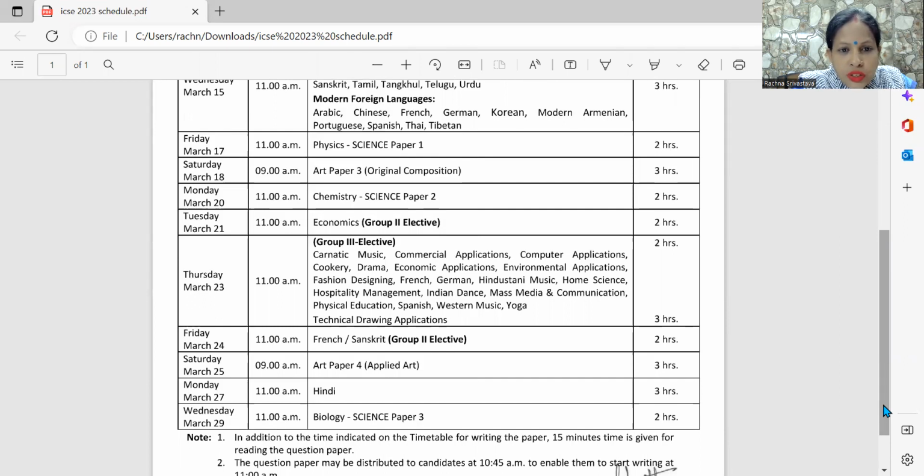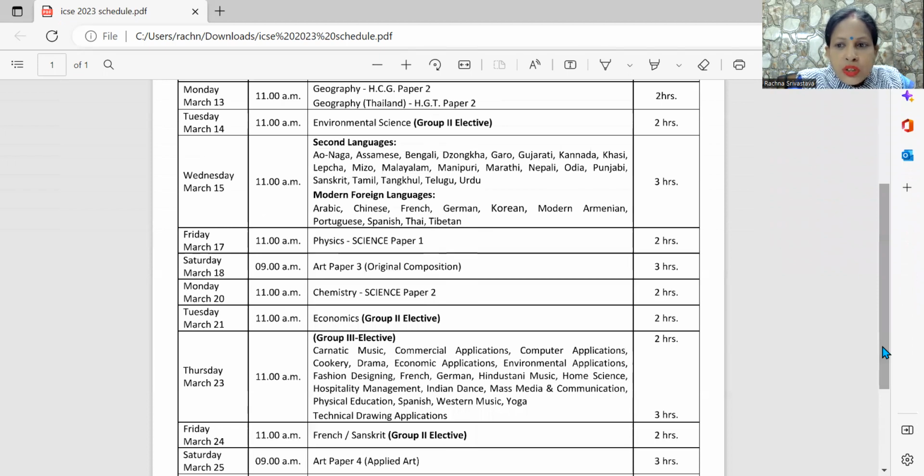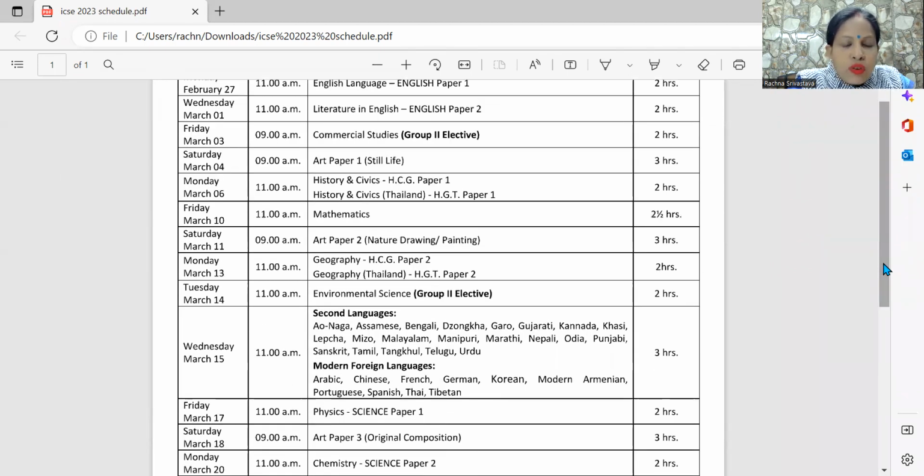24th March it's French or Sanskrit group 2 elective. 25th March art paper 4. 27th March it's Hindi, and 29th March it's your biology science paper 3, with which your exams will end. And you can see they are following the same time which was usually followed for ICSE. That means the paper starts at 11 a.m.